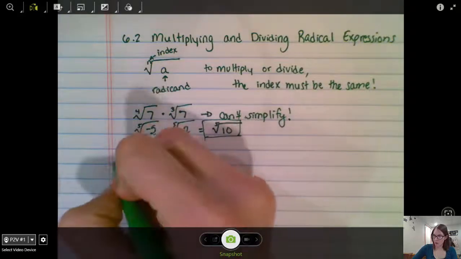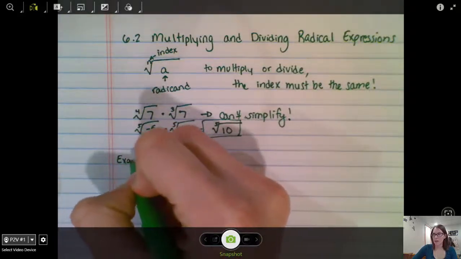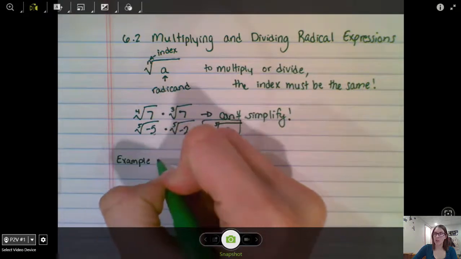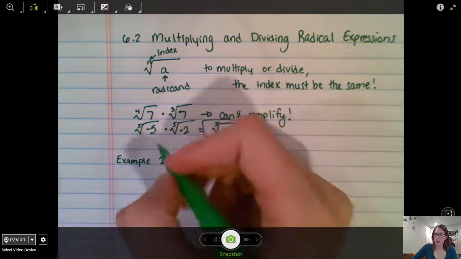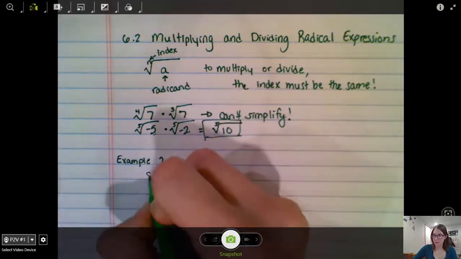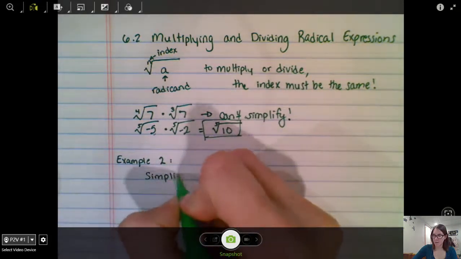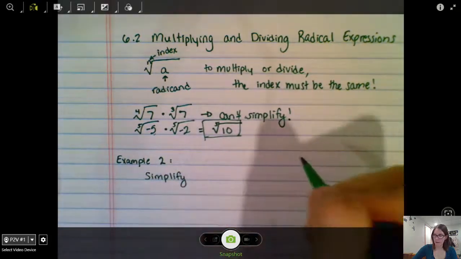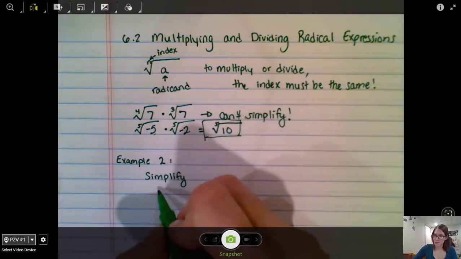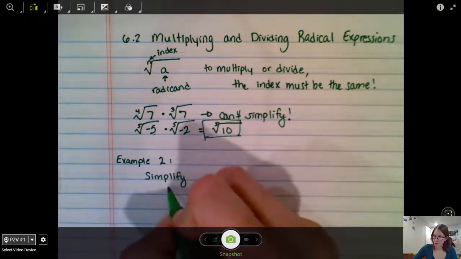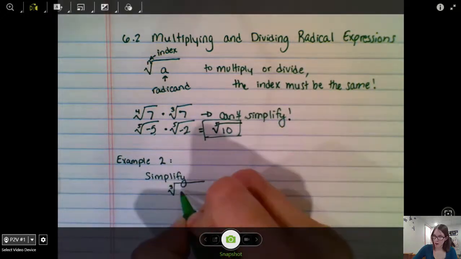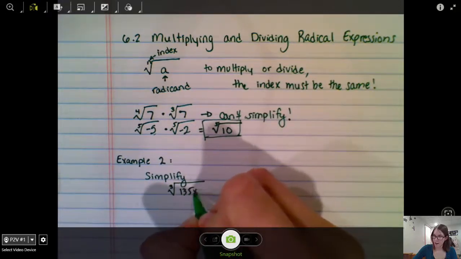In example 2, we are going to continue the same process that we did back in section 1, where we're simplifying radical expressions. I'm going to simplify the cube root of 135 x to the 5th.